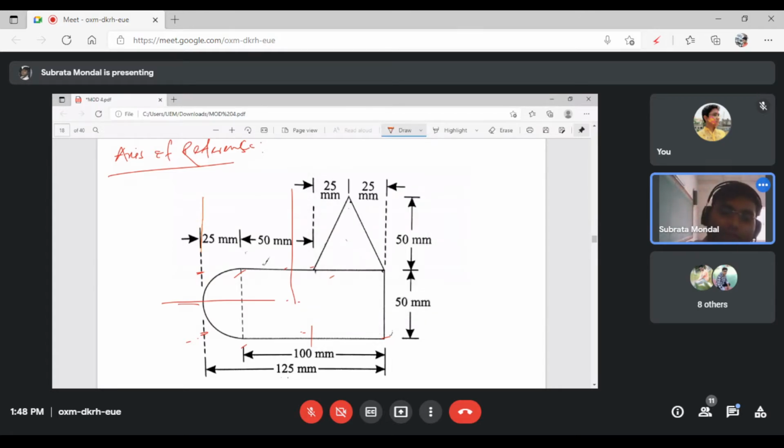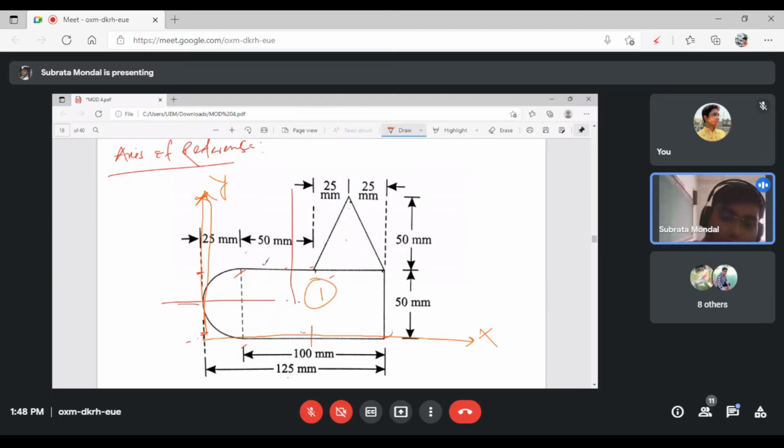Simply the left end will be considered as the y-axis, and the bottom end will be considered as the x-axis. So what is the purpose of this semicircle? Then you have to calculate separately, individually.